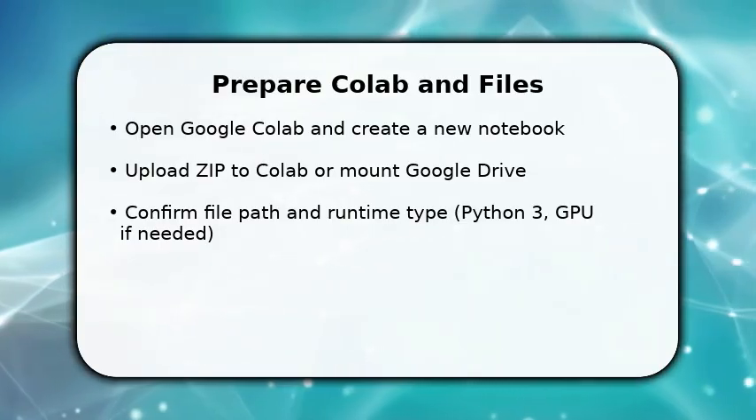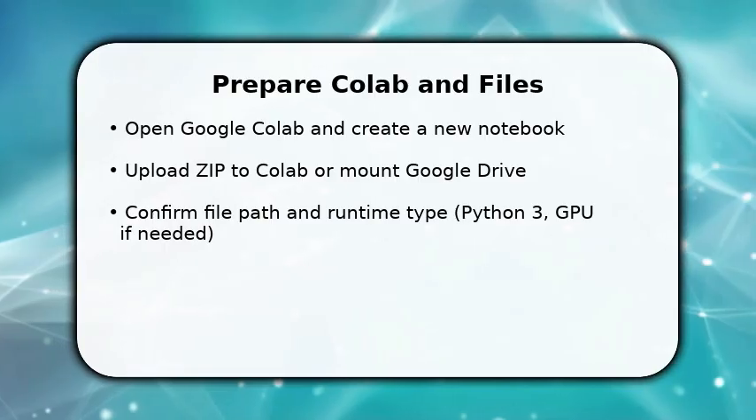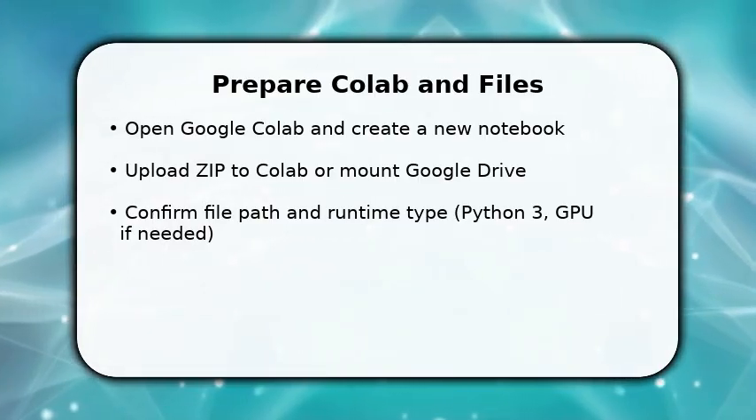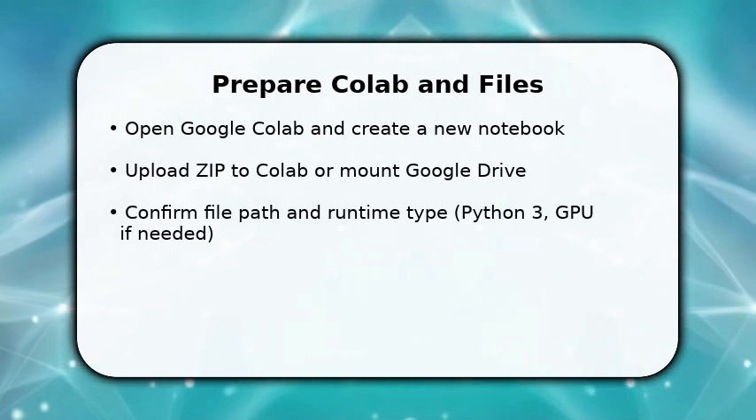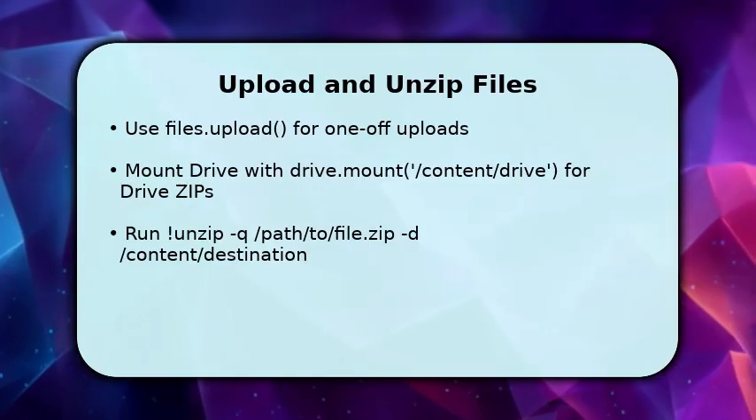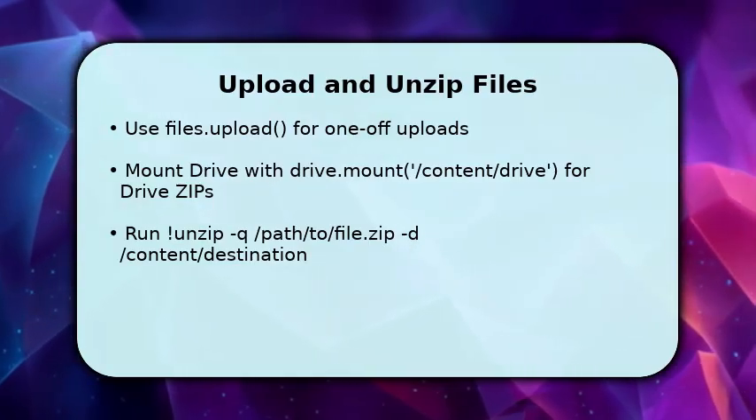You'll use unzip commands and Python code, so keep the runtime set to Python 3 and enable a GPU only if you need faster processing. You now upload and extract the zip. If you used files.upload, Python returns file names you can reference immediately.